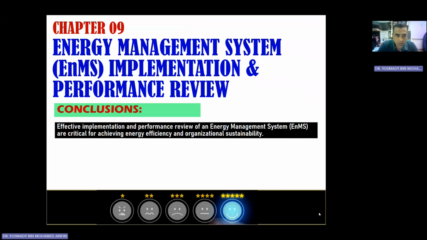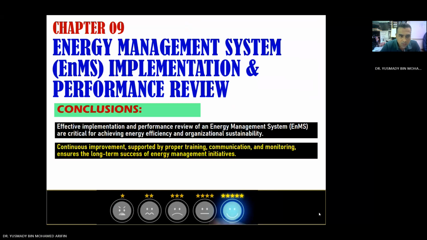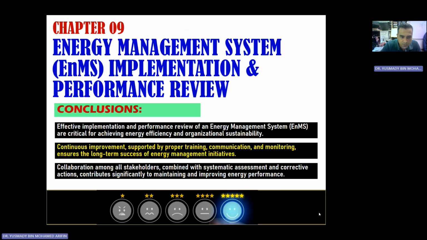Okay, in terms of conclusion for this chapter, first, effective implementation and performance review of an energy management system are critical for achieving energy efficiency and also organizational sustainability. Continuous improvement supported by proper training, communication, and monitoring ensures the long-term success of energy management initiatives. And the last one, collaboration among all stakeholders combined with systematic assessment and corrective action contributes significantly to maintaining and improving energy performance.